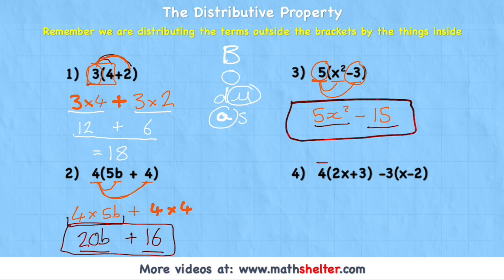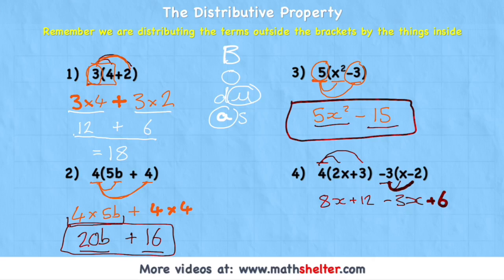And I'm going to look at this 4 distributed to the 2x first. So 4 multiplied by 2x leaves me with 8x. And then I'm adding it to 4 times 3, which is 12. Now we get to my second bracket. Negative 3 distributed to x leaves me with negative 3x. And then when we distribute the negative 3 to the negative 2, we actually get a positive 6, because 2 negatives multiplied together equal a positive.